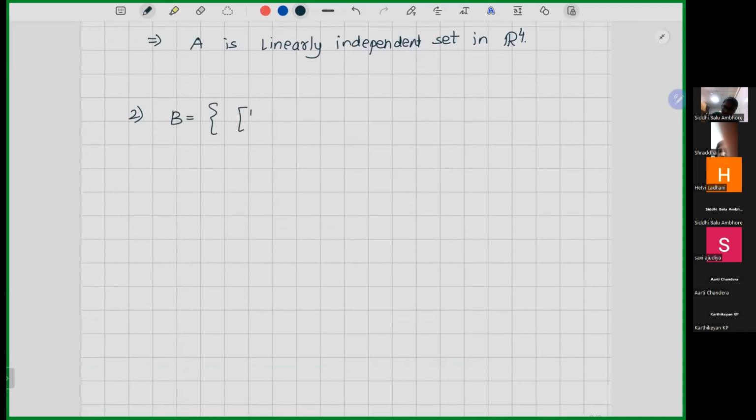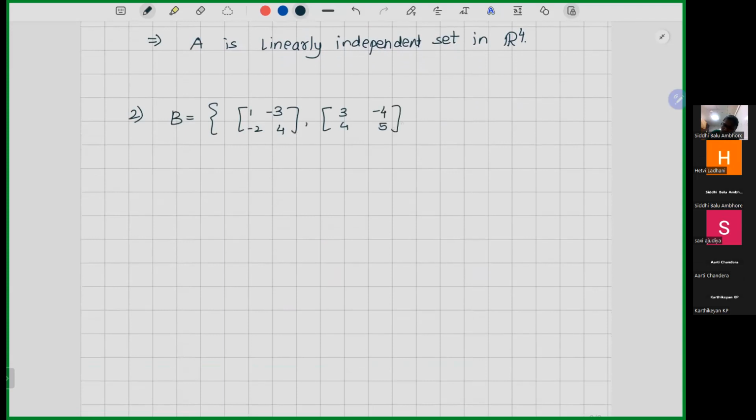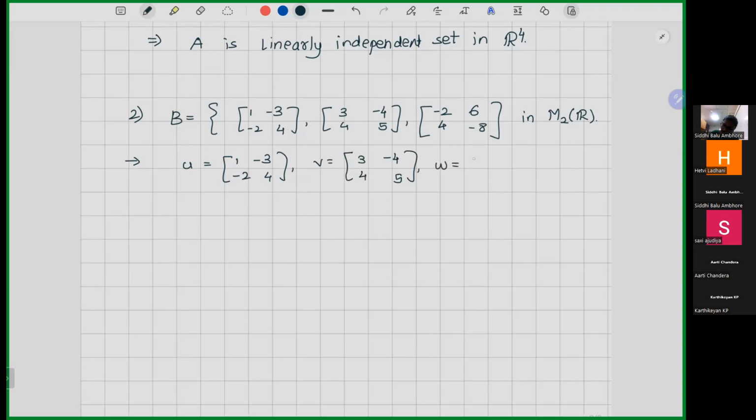Okay, so we will go to a second similar kind of question, and we consider this set B, and these are the elements: (1, -3, -2, 4), (3, -4, 4, 5), and (-2, 6, 4, -8) in M2(R). To make our life simple, let me name these vectors. Let us call the first vector U, the second V, and the third W.